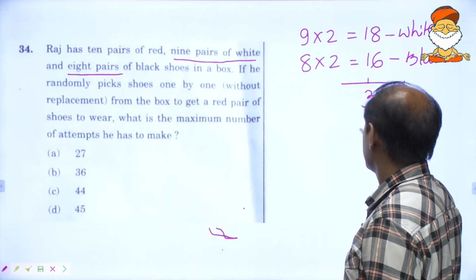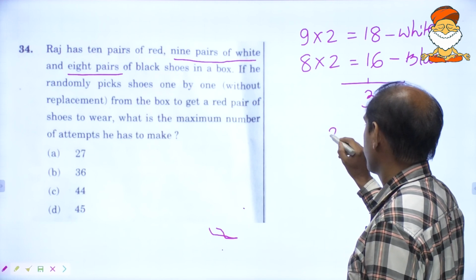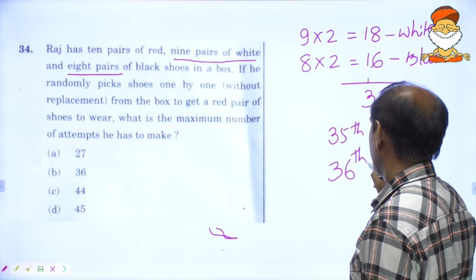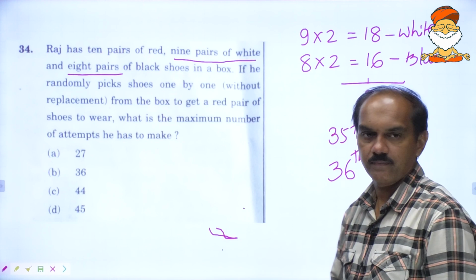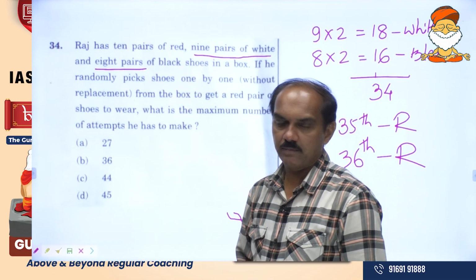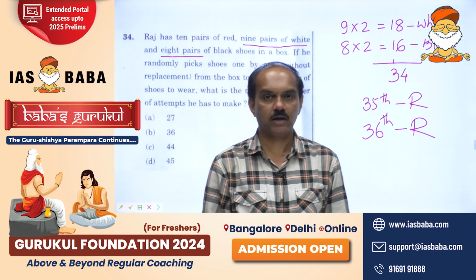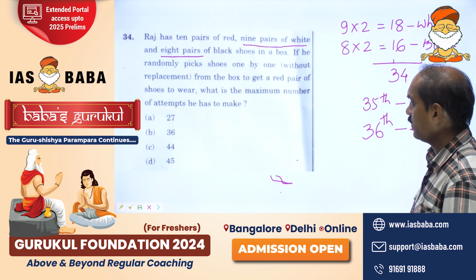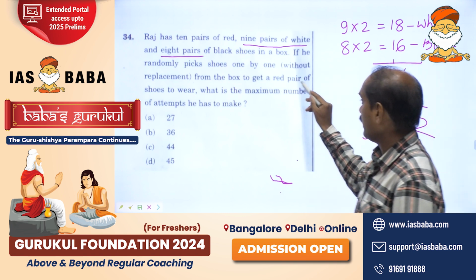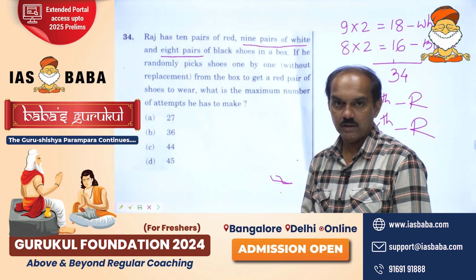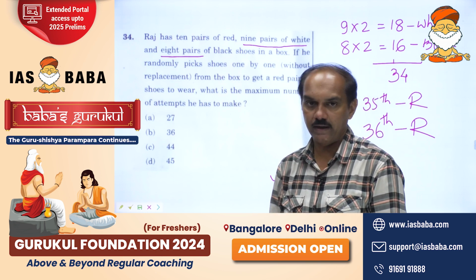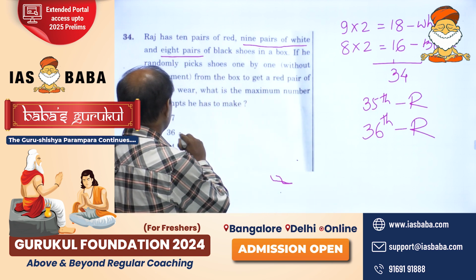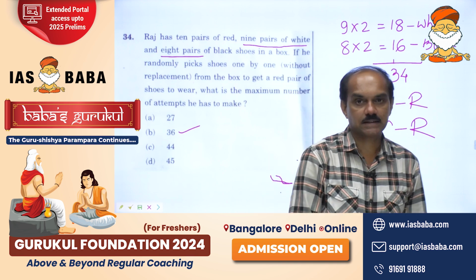After this, 35th will be red. 36th will also be red. After the 36th attempt, he will have surely at least one pair of red colored shoes. What is the maximum number of attempts he has to make to get a red pair of shoes? After the 35th attempt, he will have only one red. After the 36th, he will have two red. And the final answer is the second option, 36.